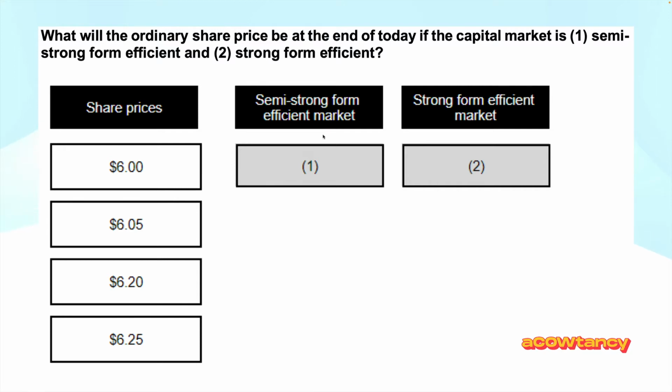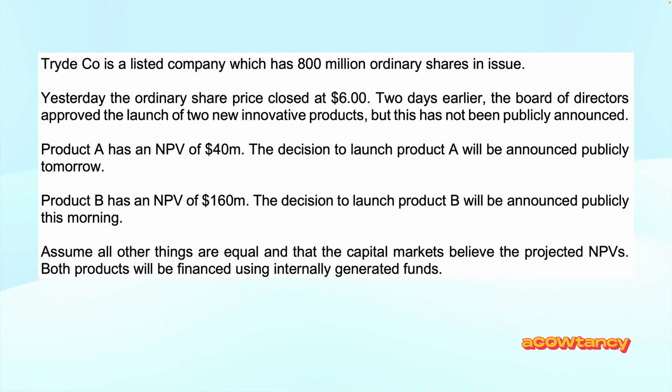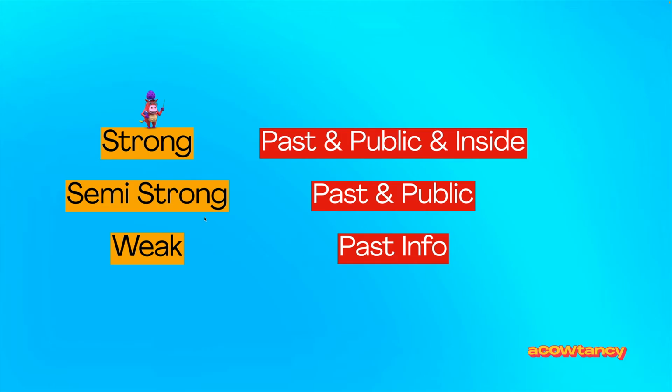I'm looking at the semi-strong one first. So the semi-strong, if you remember, is past and public. By the end of today, one of those will now be made public. So the semi-strong would take into account one of them, and it would be this one, 160 million, announced this morning. It won't take into account this NPV of 40 because that's not announced until tomorrow. Remember, it's the end of today. So it will know about this morning's.